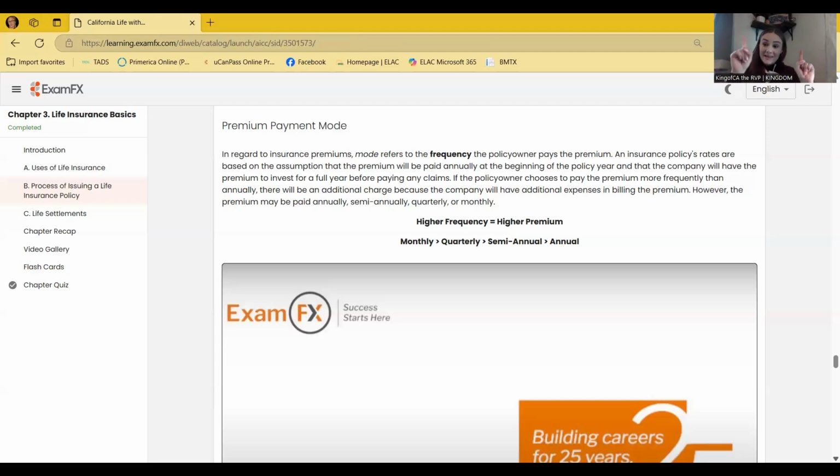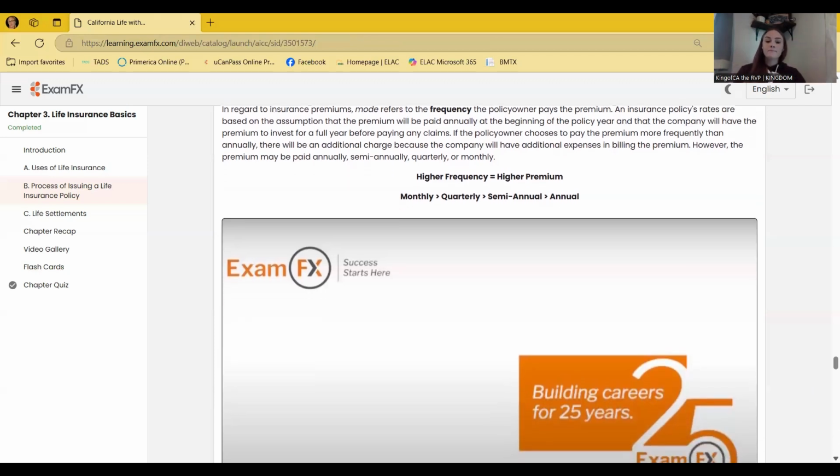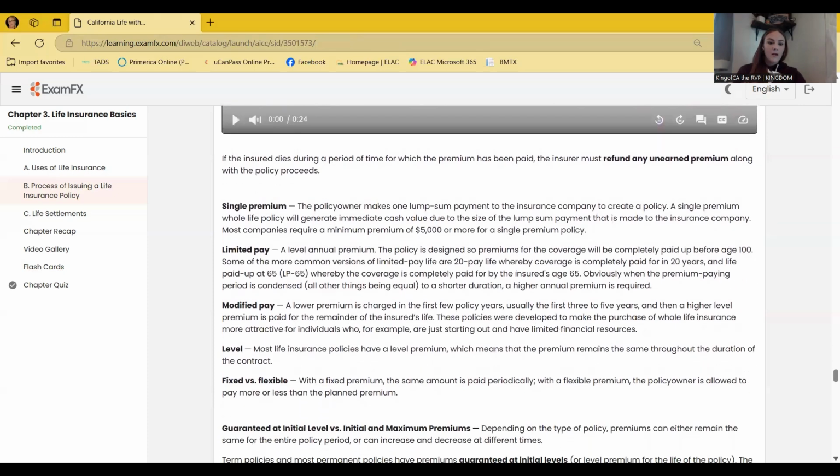Annually is the least expensive way to pay your premium because you're only paying one expense charge as opposed to 12. Okay, so annually is the cheapest way to pay your premiums. Monthly is more convenient, but it's the more expensive option to pay your premiums. Okay. All right.